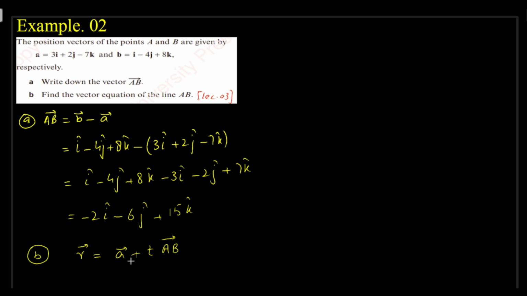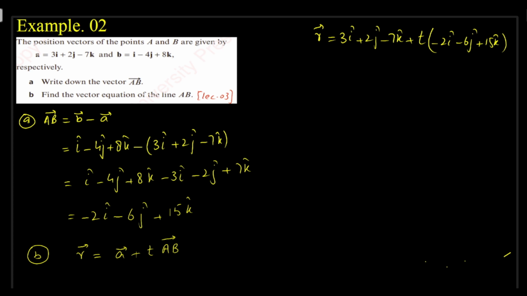So here we use a vector as the position vector of the fixed point on the line. So r vector equals a vector, which is 3i unit vector plus 2j unit vector minus 7k unit vector, plus t times AB vector, which is minus 2i unit vector minus 6j unit vector plus 15k unit vector. So this is the required vector equation of the line.